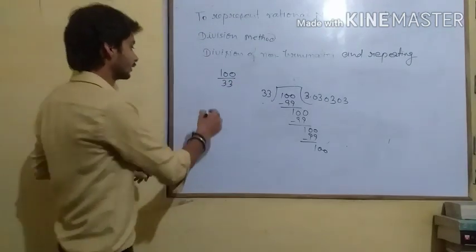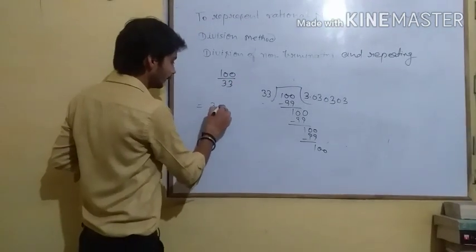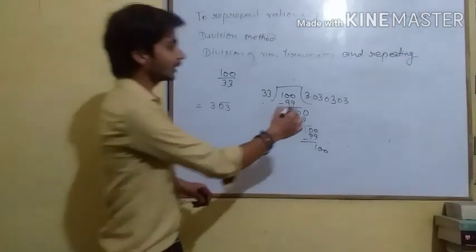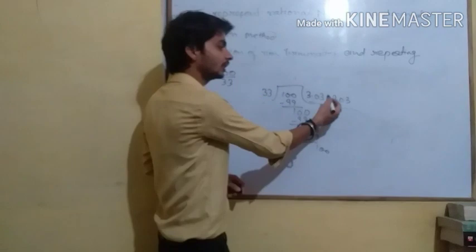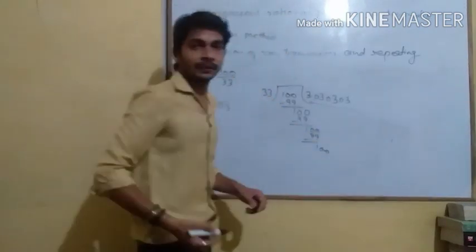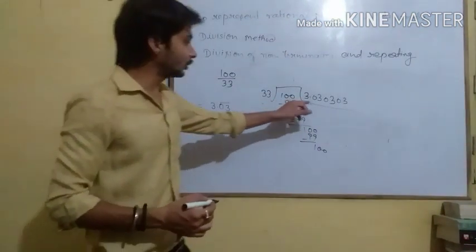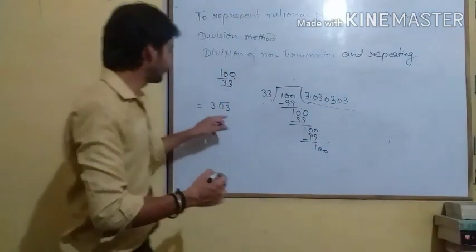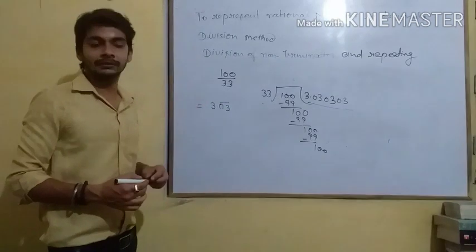So we will write here 3.03 bar. Look at the result. We get the 3.03030303. Here the 03 is the repeating digits. It means we will put here the 3.03 bar.